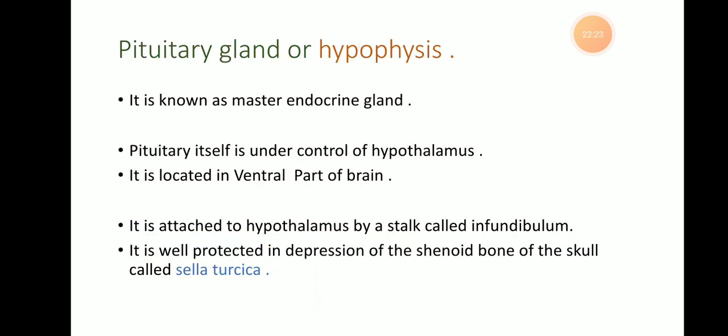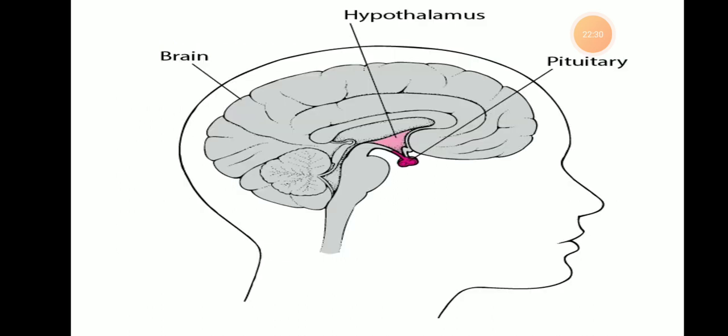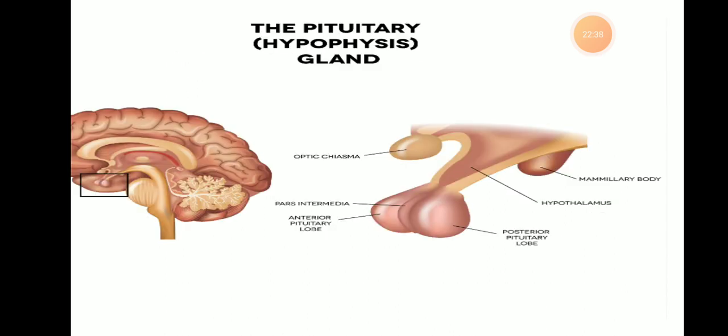Then the next very important gland which is present as an endocrine gland is the pituitary gland. So below the hypothalamus, this is the pituitary gland. This pituitary gland is known as the master gland because all other endocrine glands are under the control of the pituitary gland. So pituitary itself is under the control of the hypothalamus, no doubt, and the pituitary is located in the ventral part.